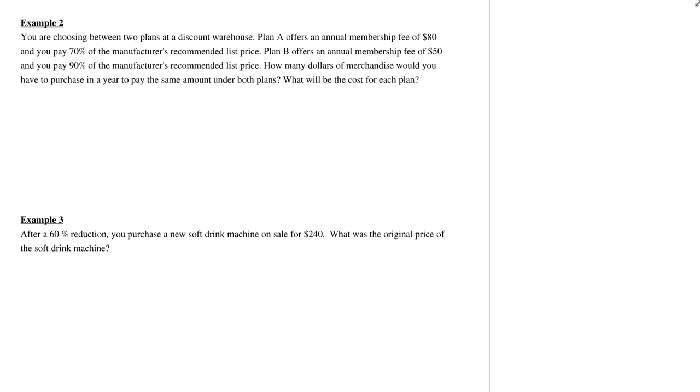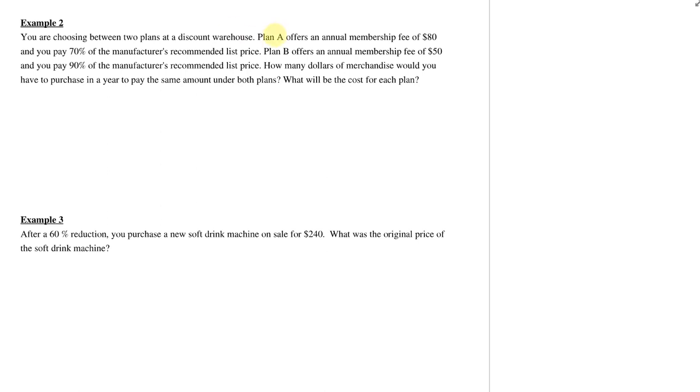You are choosing between two plans at a discount warehouse. Plan A offers an annual membership fee of $80 and you pay 70% of the manufacturer's recommended list price, and Plan B offers an annual membership fee of $50 and you pay 90% of the manufacturer's recommended list price. How many dollars of merchandise would you have to purchase in a year to pay the same amount of money under both plans, and what will be the cost for each plan?